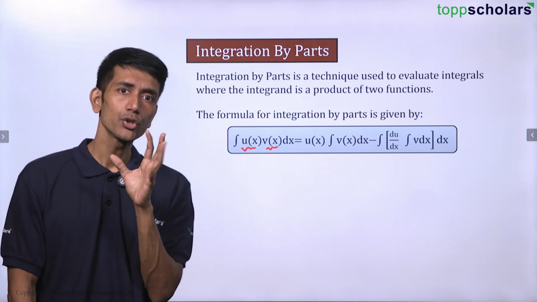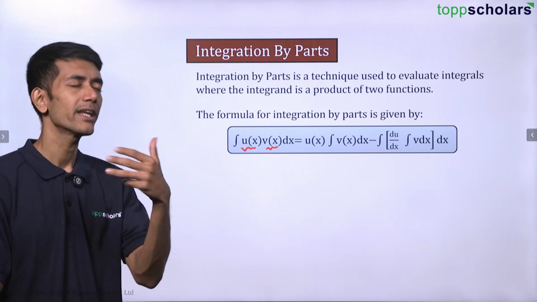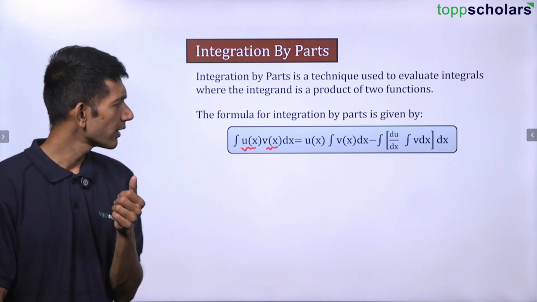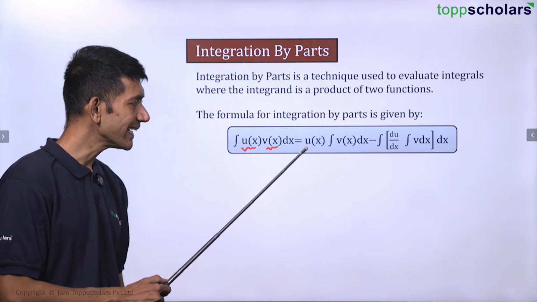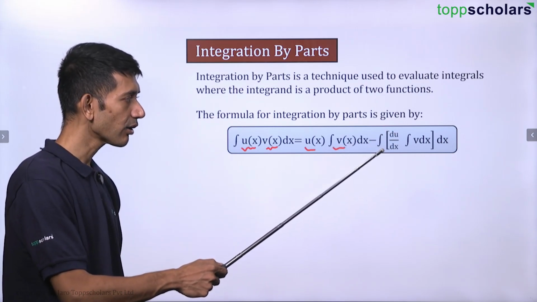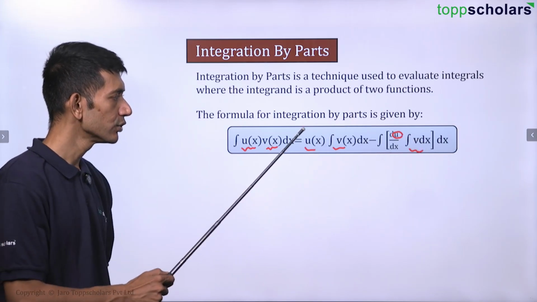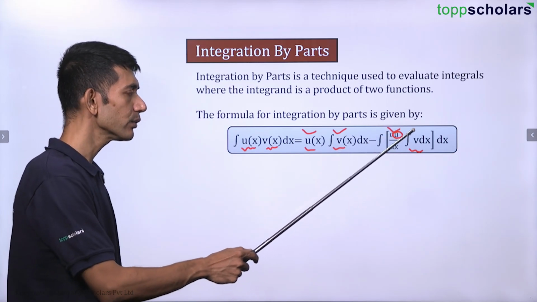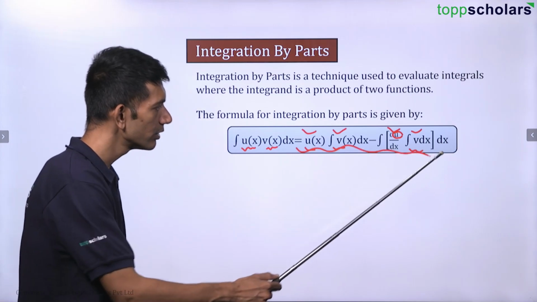You have studied about the UV rule in the chapter of differentiation, right? Derivative of u into v is u derivative of v plus v derivative of u, right? This is slightly different. This is u integral v minus integral of derivative of u integral of v dx. So this is what you need to remember to solve problems.